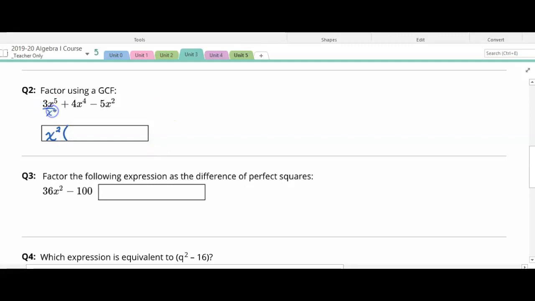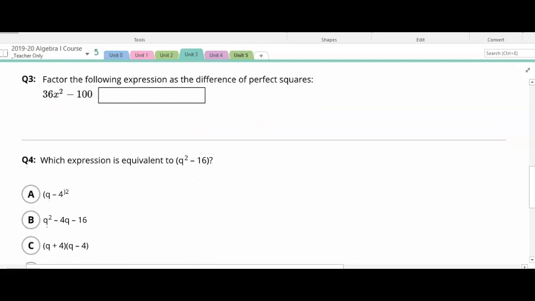Dividing the first term by x squared, I'm left with 3x cubed. Dividing the second term by x squared, I'm left with 4x squared. And dividing the third term by x squared, I'm left with just negative 5. You can always check your answer by distributing. You should get back to the original problem if you've done it correctly.